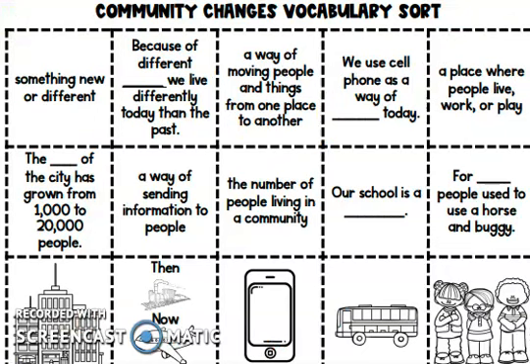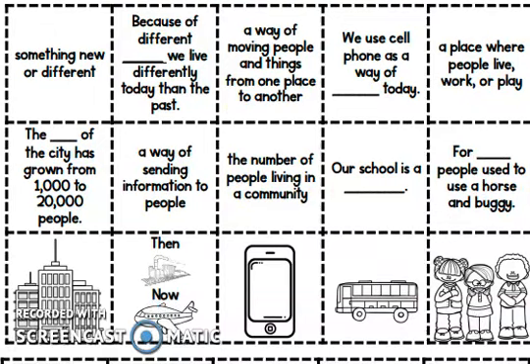The next thing you're going to do is practice these vocabulary words. So our vocabulary words were communication, community, innovation, transportation, and population. So you're going to look at these and you're going to cut them out and glue them under the correct category. So something new or different. Use your study guide to figure out what category that would go under. That's the definition for which word we learned today.